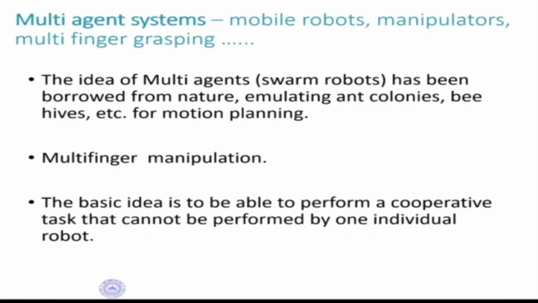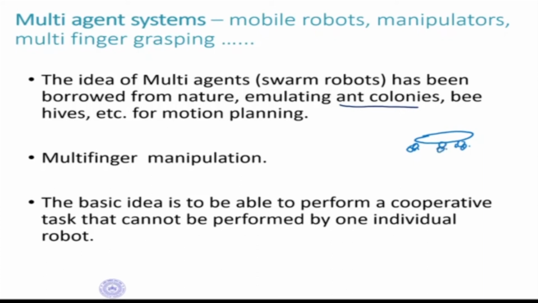Now when you have multiple agents doing a particular task, for example multi-agents like mobile robots, manipulators, multi-finger grasping, they can all be looked upon as multiple robots doing a particular task, for example moving an object or constraining an object. The idea of multi-agents has been borrowed from nature, because in ant colonies or bees, multiple bees are together performing a particular task. Or if you look at an object, say for example, a piece of food, there are ants who are carrying this object. So you can see multiple ants actually carrying this large object.